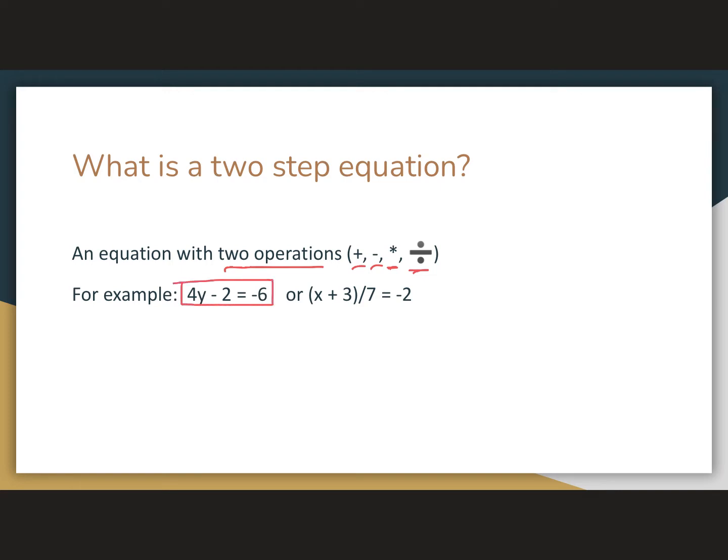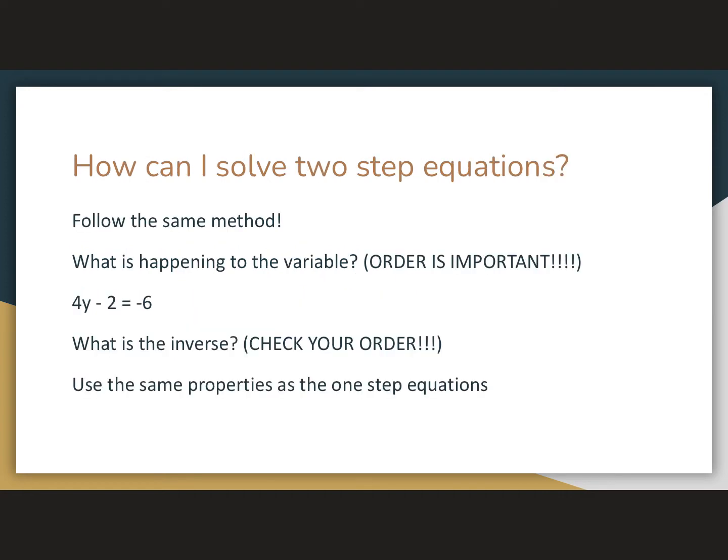We have 4y minus 2 equals negative 6. In this case, we are multiplying by 4 and then subtracting 2. Or over here, you see x plus 3 divided by 7. In that case, we're adding 3 and then dividing by 7. Okay, so let's look at how we solve these.